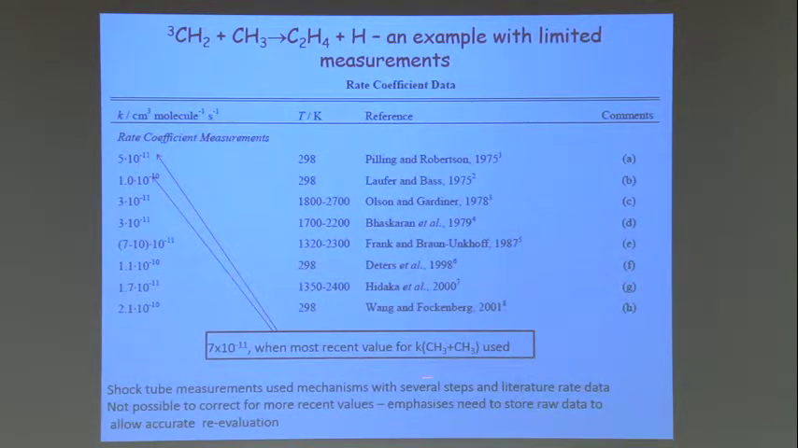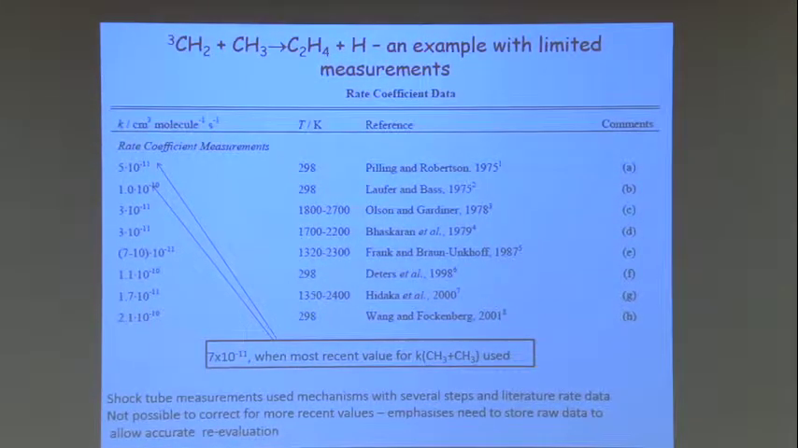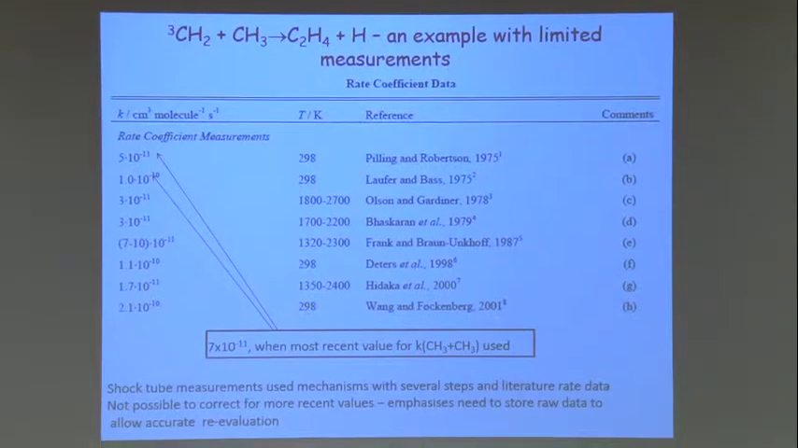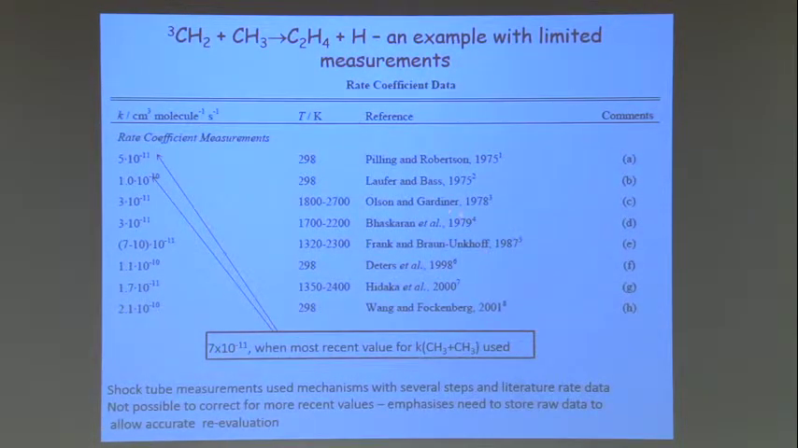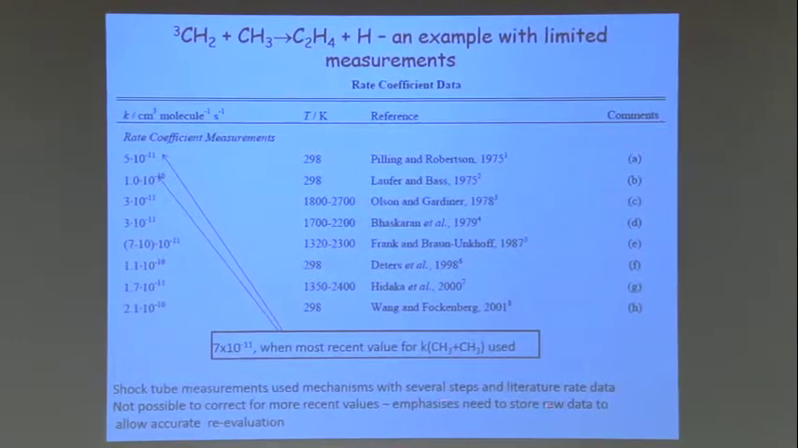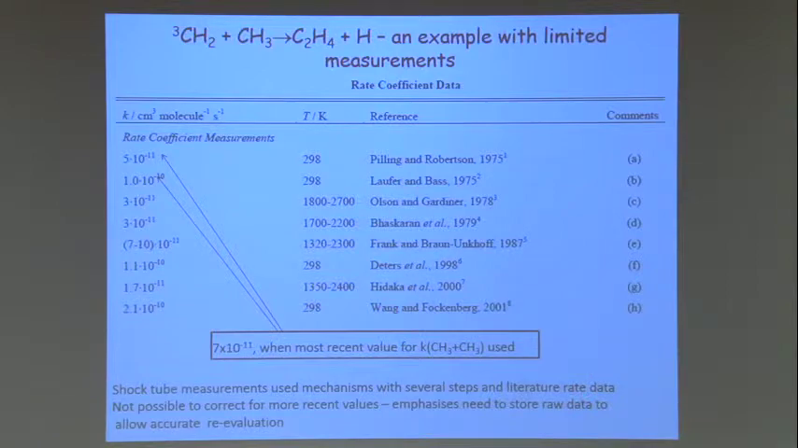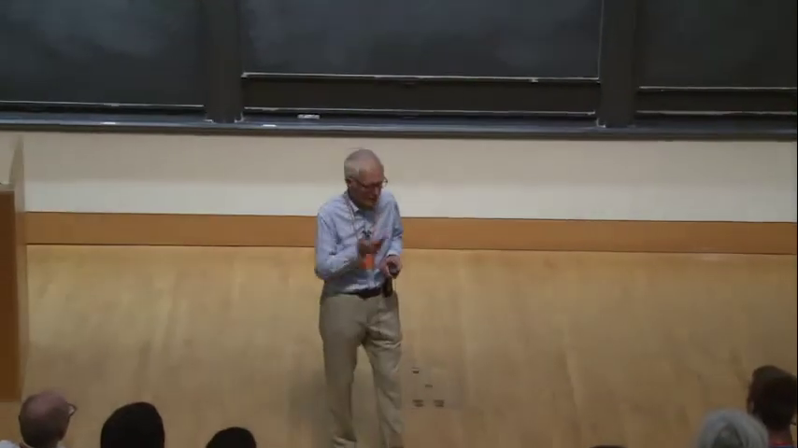If you take the most recent value and re-evaluate their data, then you get agreement on 7 times 10 to the minus 11. And then these high temperature values up here, and the shock tube measurements are fairly old, and they used mechanisms with several steps in literature rate data to determine the rate constants. This raises an important issue which has still not been solved.